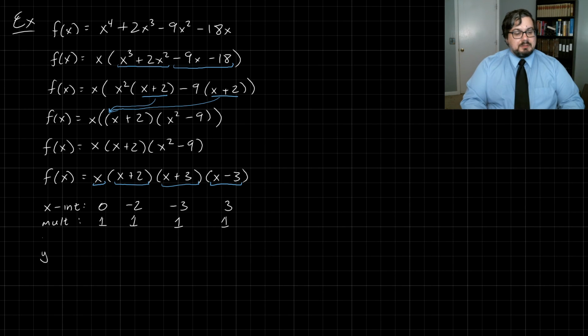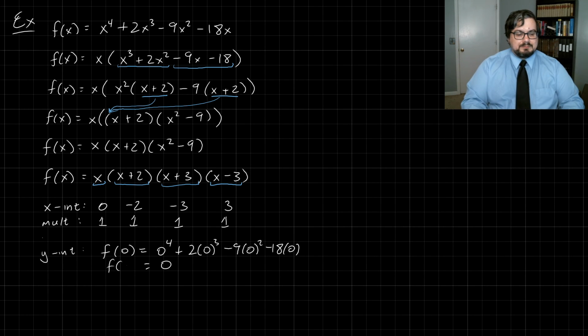All right, to find the y-intercept, we just plug 0 in. So f of 0 is equal to, going back up to the original, we can either go to the original or to the factored form. If we go to the original, we get 0 to the 4th plus 2 times 0 cubed minus 9 times 0 squared minus 18 times 0, which is 0. So our y-intercept is at the point (0, 0).